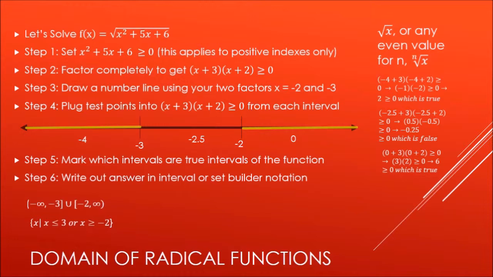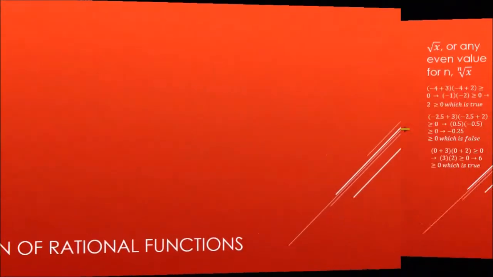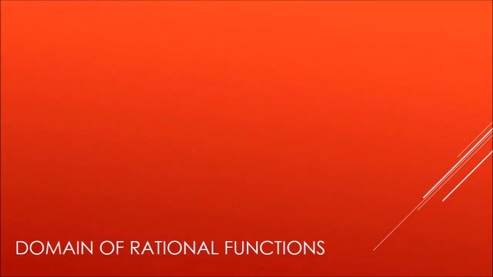Okay, now we have the set builder notation. The basic idea behind this is the x in the beginning represents the variable that you're using, and then the rest of it basically specifies where x is going. So x is less than or equal to 3, or x is greater than or equal to 2, which is the two yellow lines.